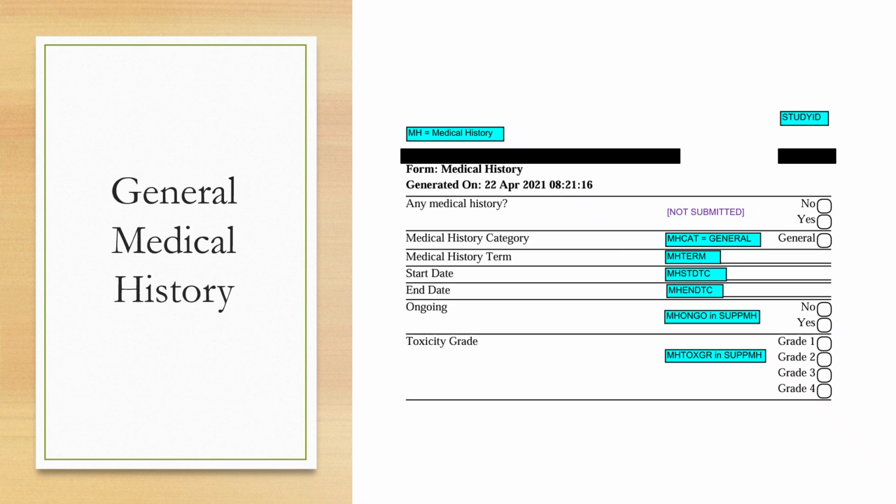In case the medical disease is still ongoing, then we will have the information captured in the next question whether it was ongoing, yes or no. We have another question captured here regarding the toxicity grade of that particular disease. So in this form, you can see the general history is captured, and based on the annotation also, you can see how it will be mapped to the SDTM domain. The ongoing and the toxicity grade are mapped to a SUPPQUAL variable in the MH domain.